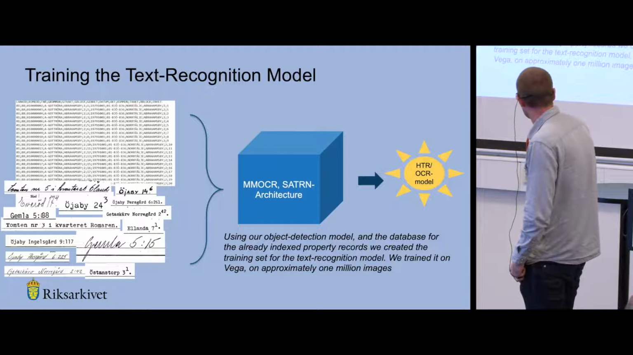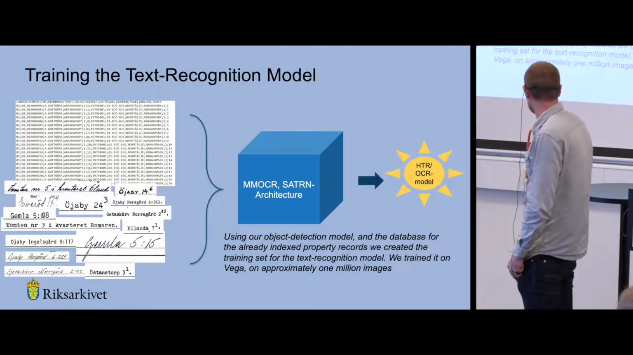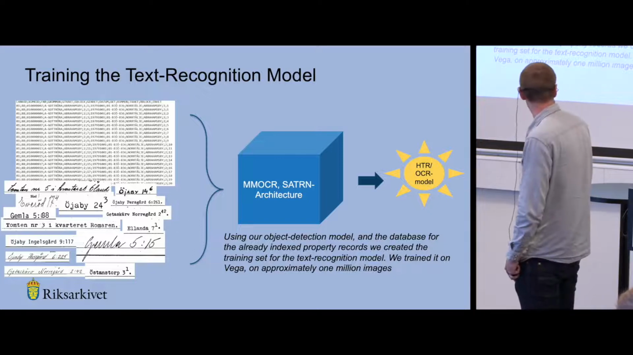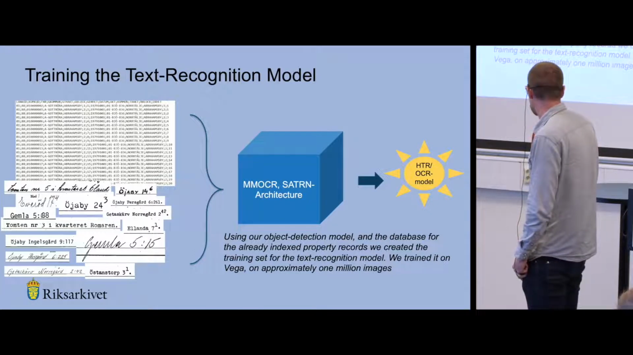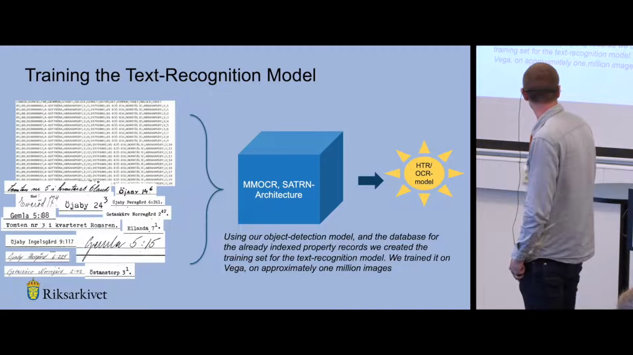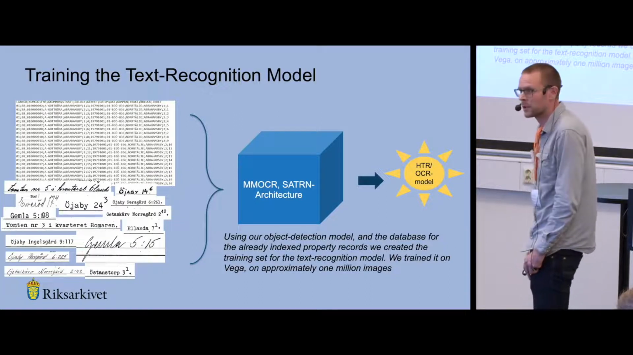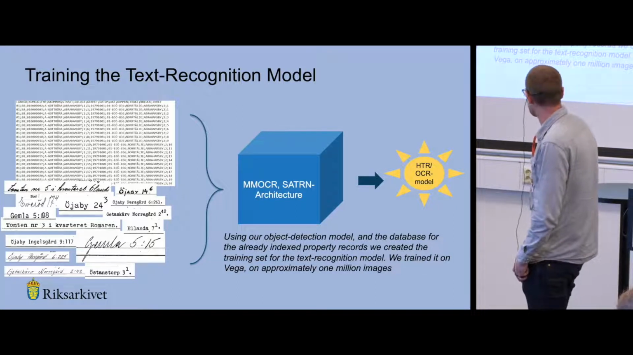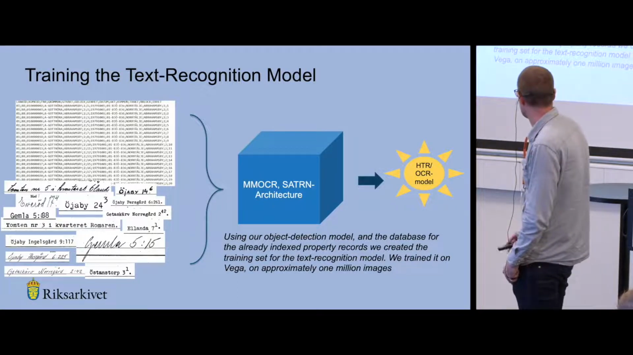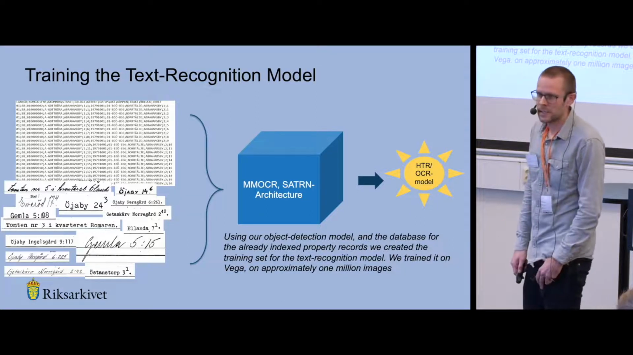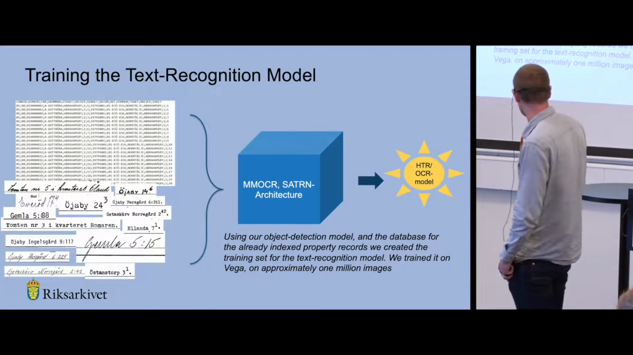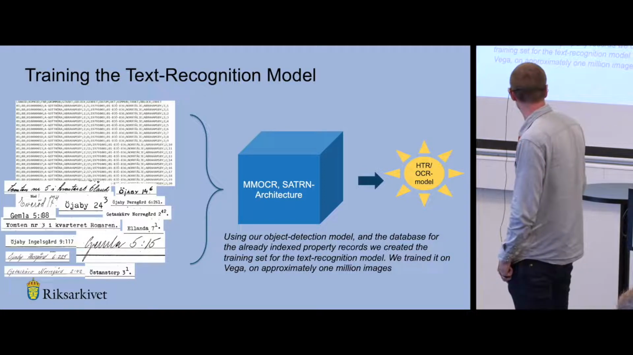To train the text recognition model, we used our object detection model and the database for the already indexed property records, and we created the training set for the text recognition model. We trained it on Vega on approximately 1 million images. And it was a Saturn architecture. It's a transformer architecture with a convolutional base, and it has 2D self-attention. So that makes it really robust against noise.